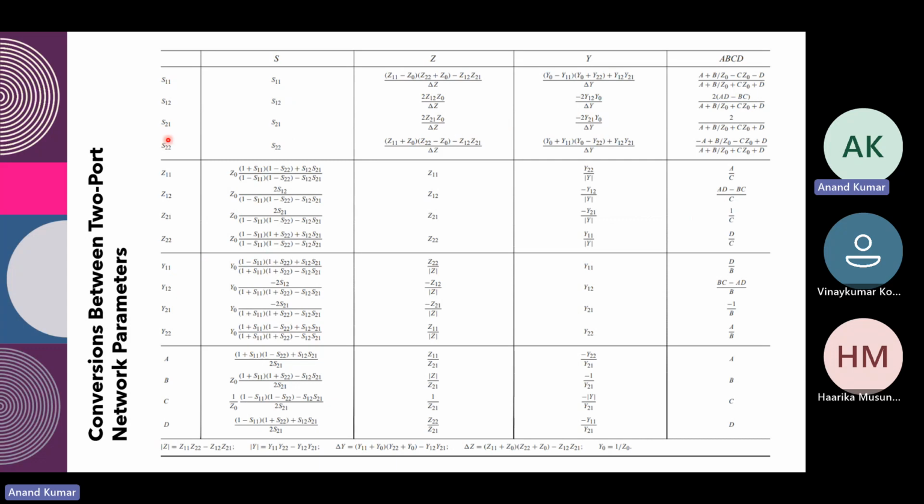So this is the table which I was talking about. It is there in Pozar. You can refer to that. So over here are the four S parameters and the Z parameters. S parameters in terms of S parameters, very simple. S parameters in terms of Z parameters, you can see S11 is given by this expression, S12 this expression. So you can use this table to convert any parameter, S, Z or Y, to S, Z or Y.